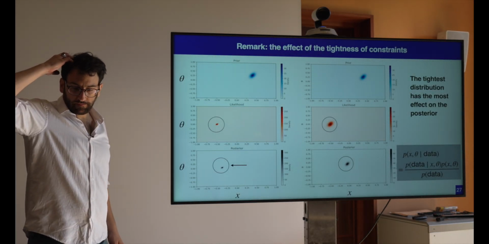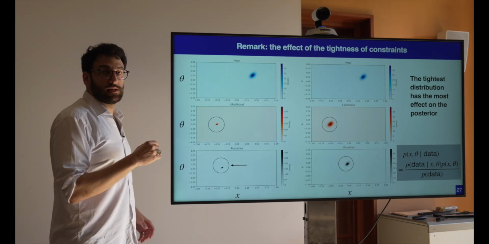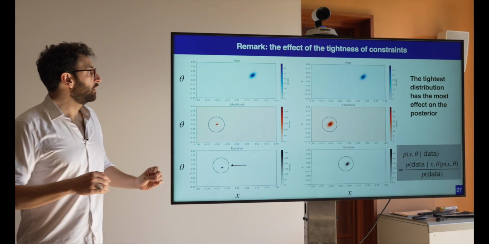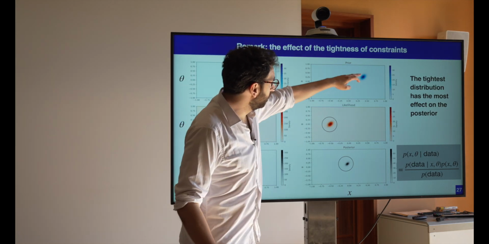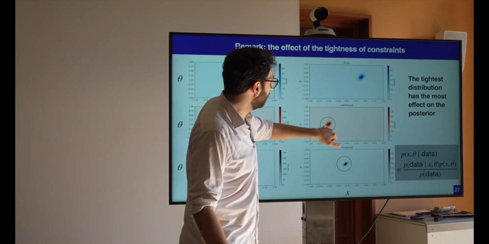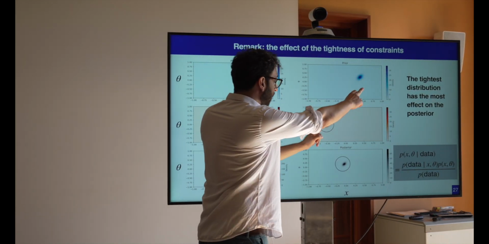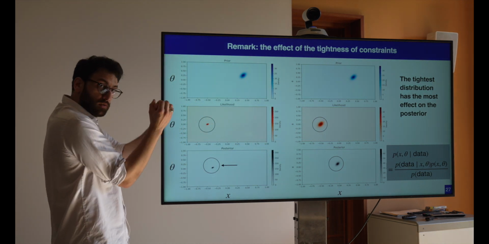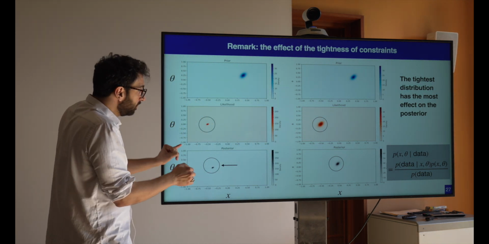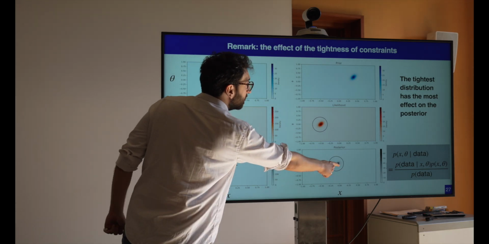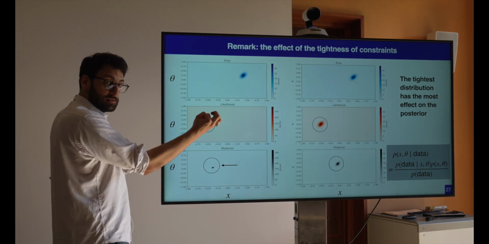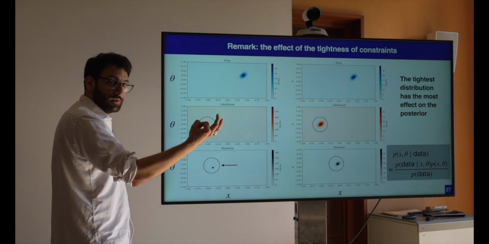Another remark. So you see that the tightest constraint wins. So this was my previous example with the prior here and the likelihood here, and they have the same width. Now if I make my likelihood tighter, more concentrated around one point, you see that the estimate that was in the middle shifts towards the value that is the tightest. So the tightest constraint wins.